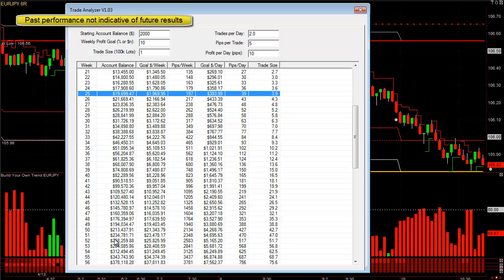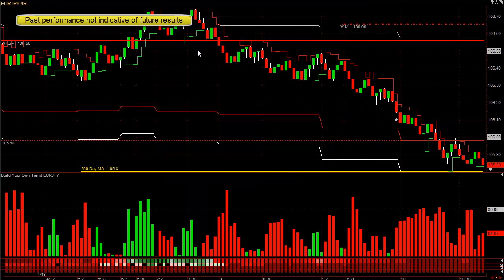$2,000 account into $258,000 in a year. Now, obviously, at the end of the year, you're doing 51 full lots. That's $510 per pip. So basically, the point is, if you net 10 pips per day, you do very well trading.